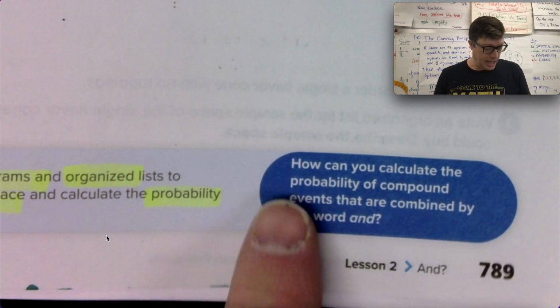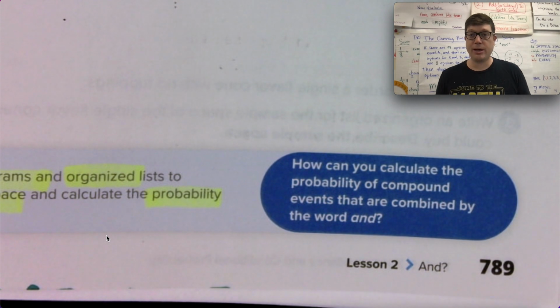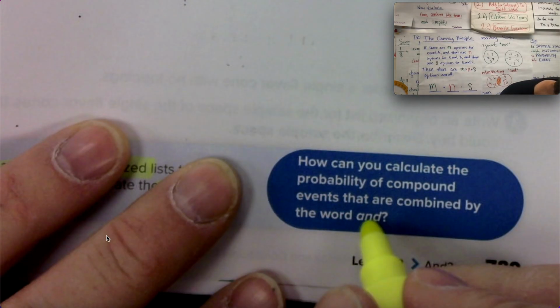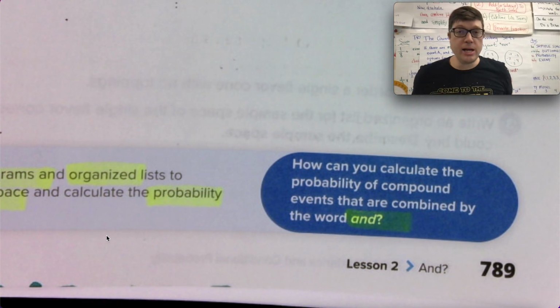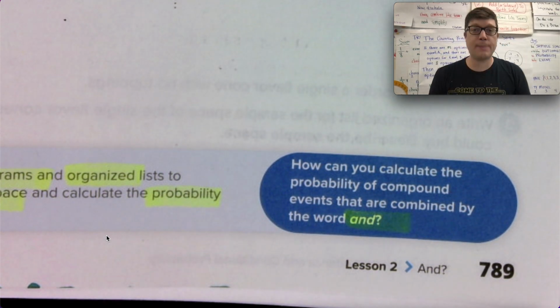Now, our question of this lesson is how can you calculate the probability of compound events that are combined by the word and? With that in mind, that's what we're going to focus on in the next section of videos, about 10 of them or so.